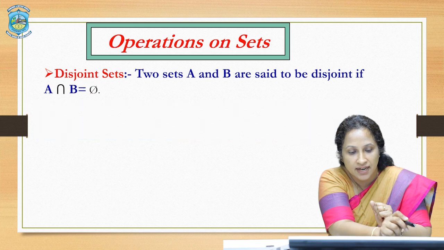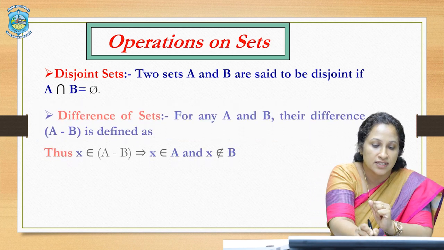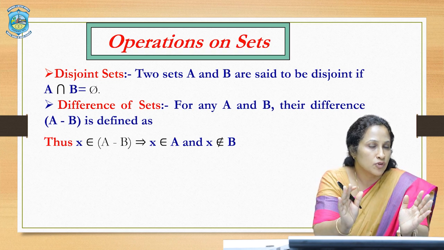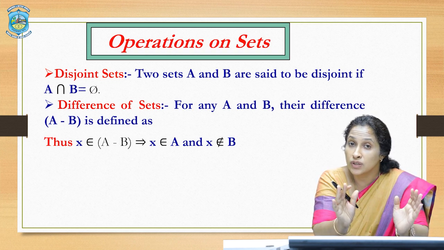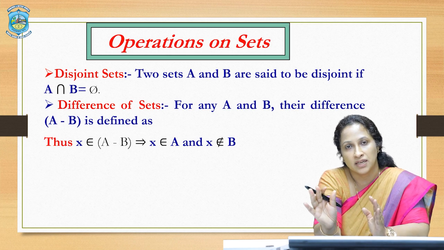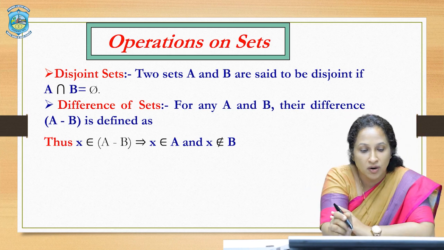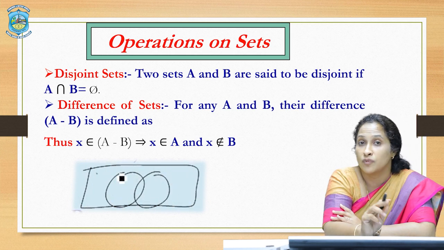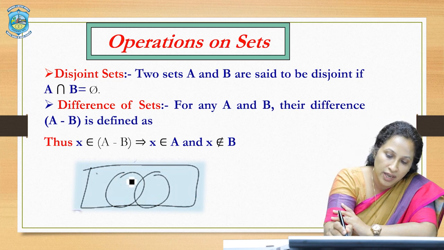Now, we will understand what is difference of two sets. What do you mean by difference of two sets? A minus B. So, there would be certain elements which are only in A but not in B. A minus B. So, it will be more clear if I depict it pictorially. Suppose there are two sets A and B with some elements in common. So, A minus B would be denoted like this.